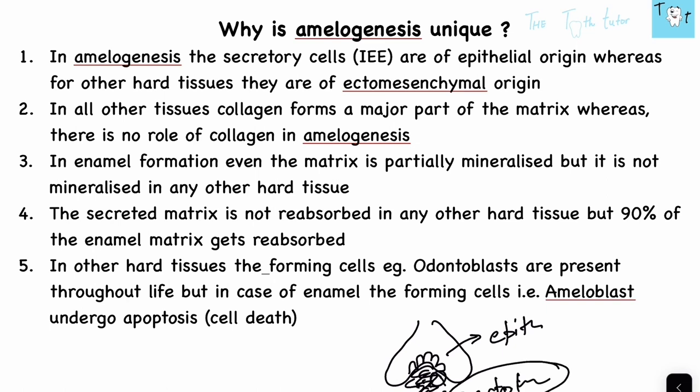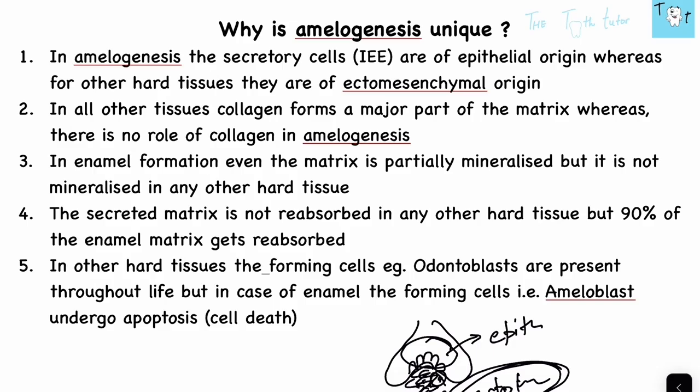So the odontoblasts, for example, are derived from ectomesenchymal origin, whereas inner enamel epithelium is the only forming cell which is epithelial in origin. In all other tissue, collagen forms a major part of the matrix, whereas there is no role of collagen in amelogenesis. So we don't see any form of collagen in formation of enamel, whereas in every other hard tissue, collagen has a major form in the matrix. It's like aloo; it's present in every sabzi.